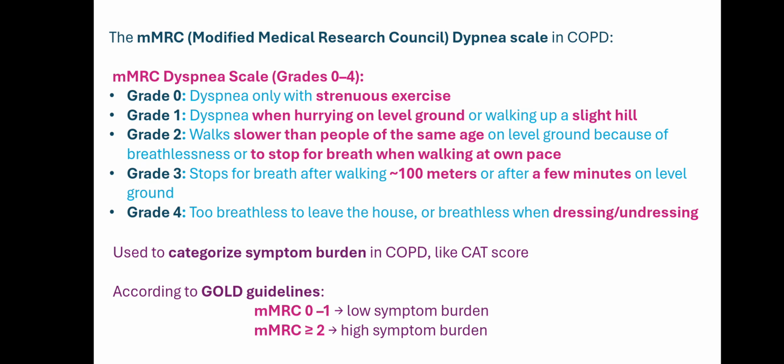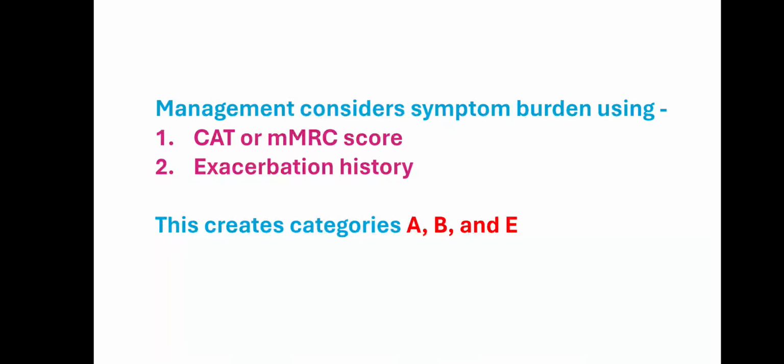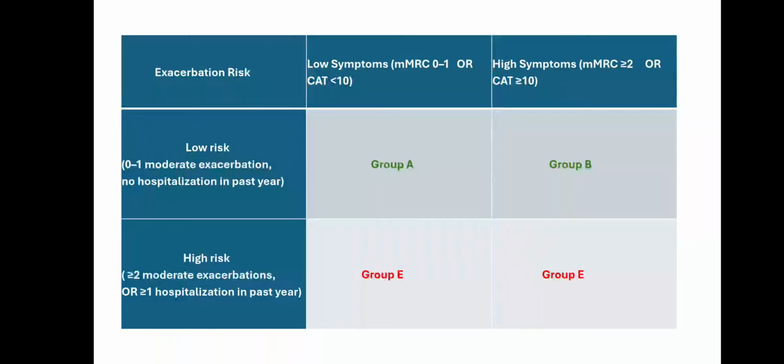These are used to categorize symptom burden in COPD, like the CAT score, according to the GOLD guideline. mMRC 0 to 1 is low symptom burden, 2 or more is high symptom burden. Management considers symptom burden using CAT or mMRC score and exacerbation history. This creates the categories A, B and E.